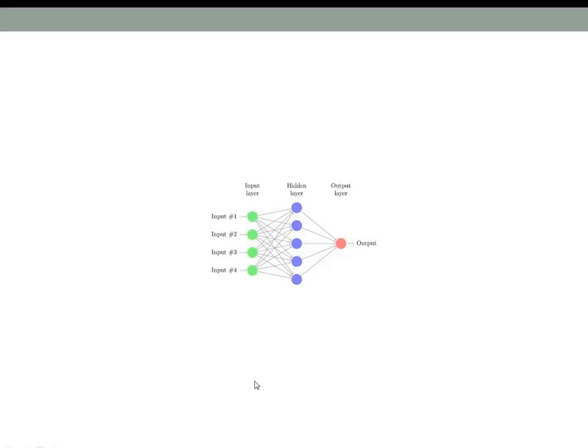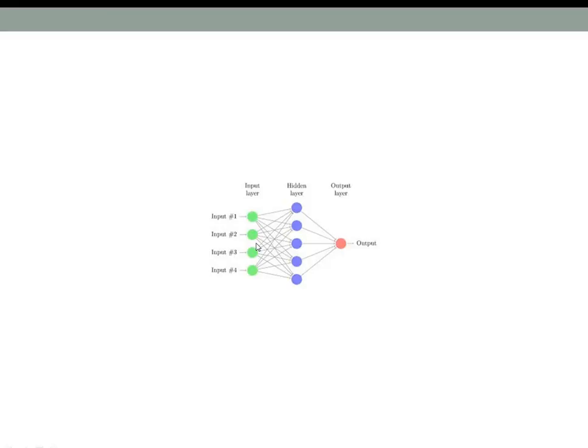Okay, so here's another picture of a neural network. And here we have 4 inputs. This layer is called the input layer. This is called a hidden layer. And this is called the output layer. Those are the typical terms. The input layer just means the layer where the input variables go. So this would be x1, x2, x3, x4. Those are just the input values.